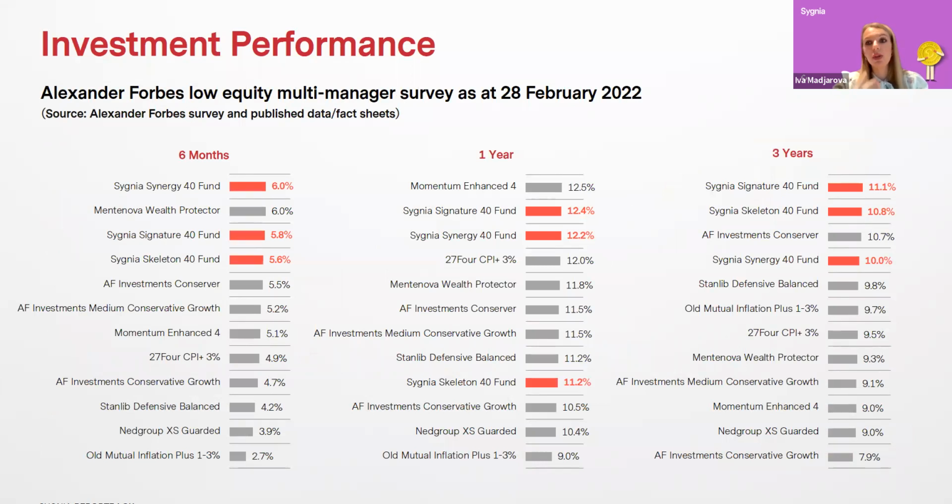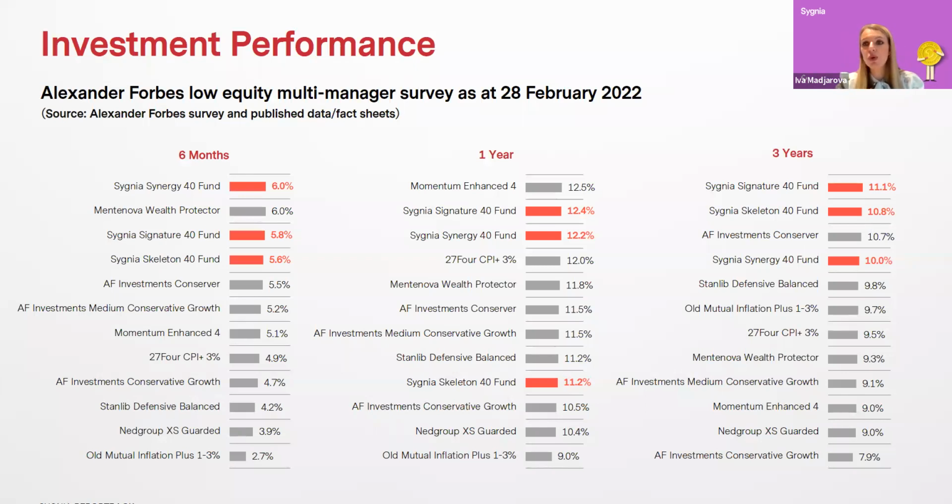And now looking at the Alexander Forbes surveys that compared like-for-like portfolios as at the end of February, we can see that in the low equity multi-manager survey, which is where the 40 portfolios fit in, over the last 6 months the portfolios are really doing very well at the top of the ranking tables. Over the 1 year, the Signature and Synergy portfolios are doing very, very well. Skeleton is a little bit further down.